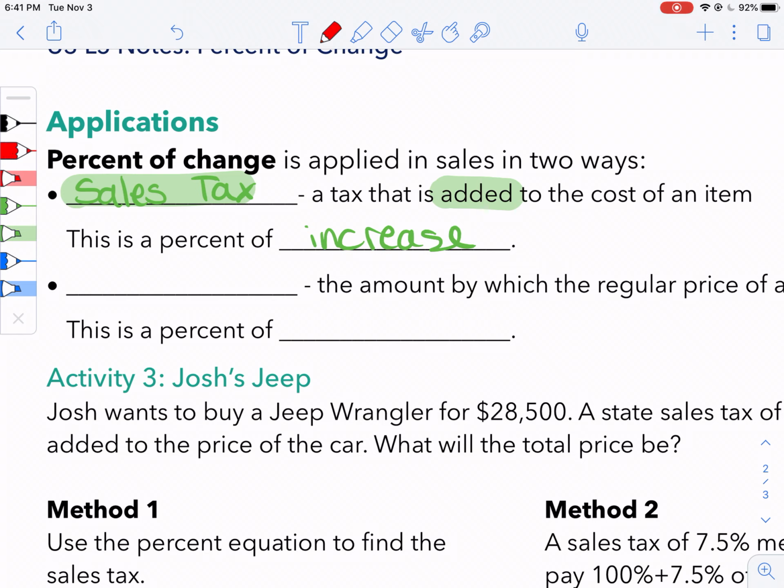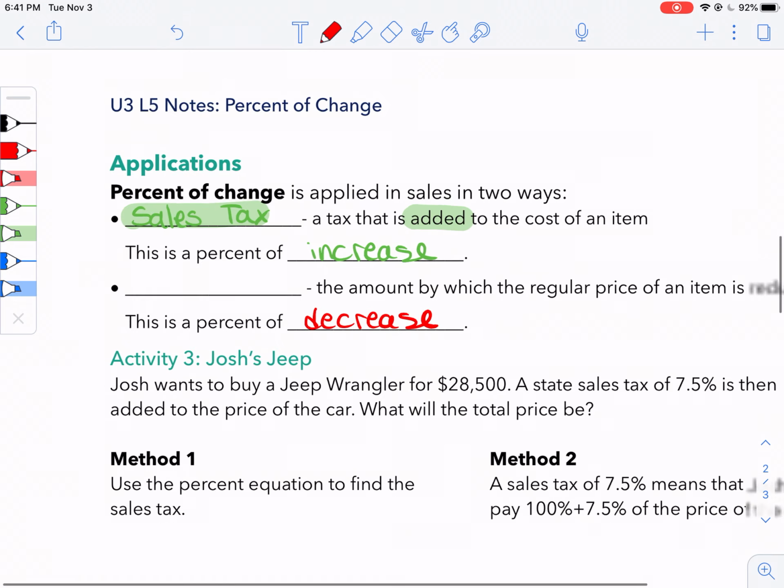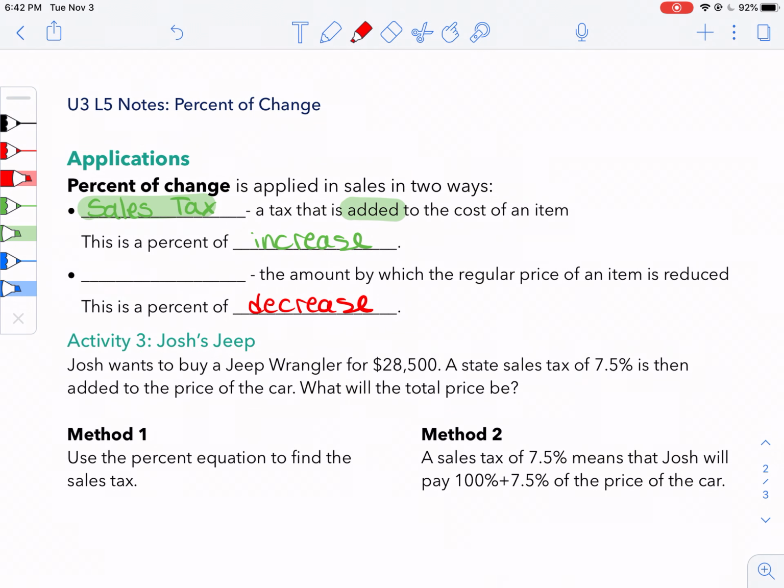On the other hand, an example of a percent of decrease is taking away. It's when you reduce the price of an item by giving it a discount. So a discount is a great example of a decrease. Remember, increase means it goes up, and decrease means it goes down. So let's do one of each. There are two ways to find the percent of increase and percent of decrease. I'm going to show you both ways, and you can use whichever way you like, or both.